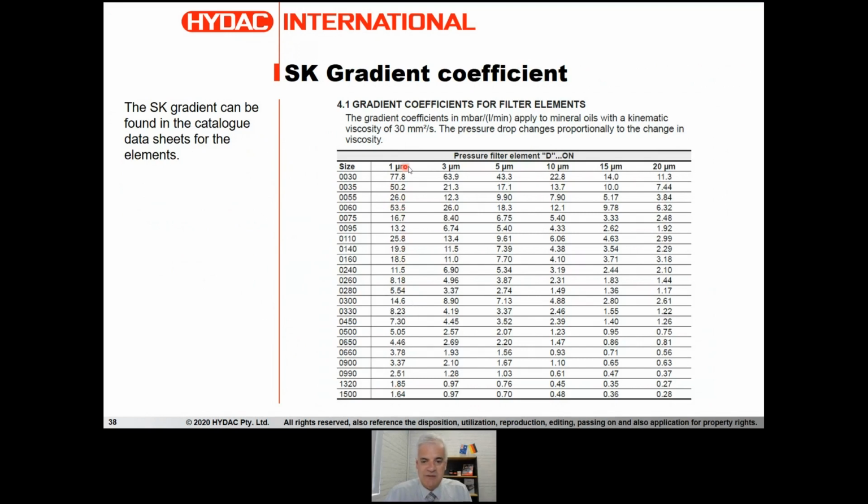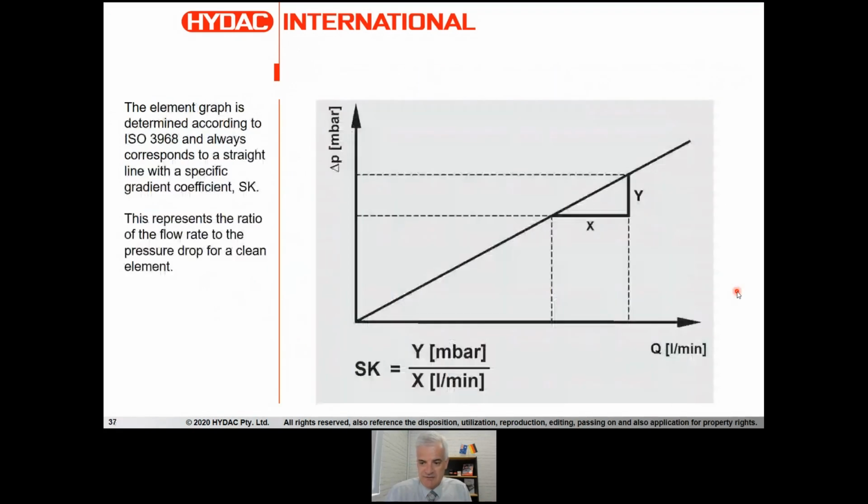Same again with the media. If we go across the page here, we open up the media from 1 to 3 to 5 micron, you see the number gets smaller. So of course, the larger the filter, the more open the media, the lower the SK gradient. Okay, I'll just go back 2 steps.